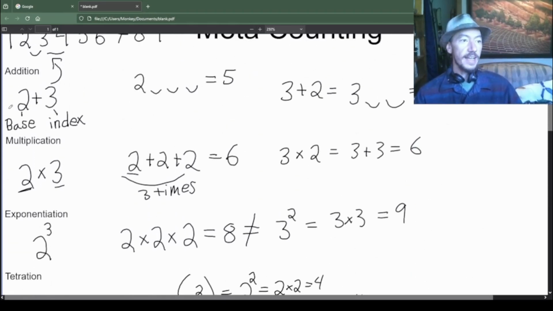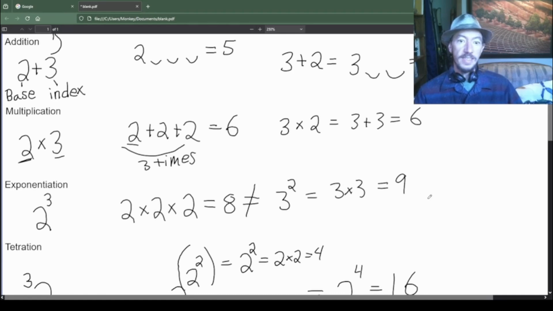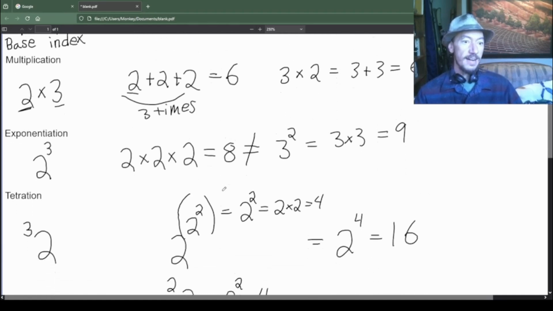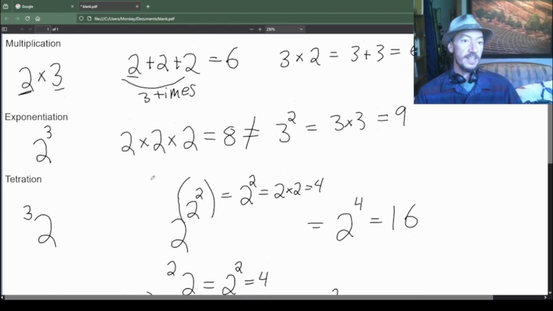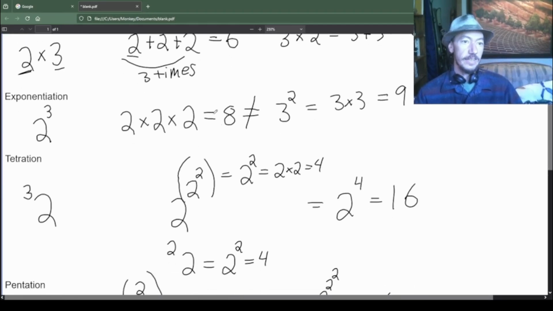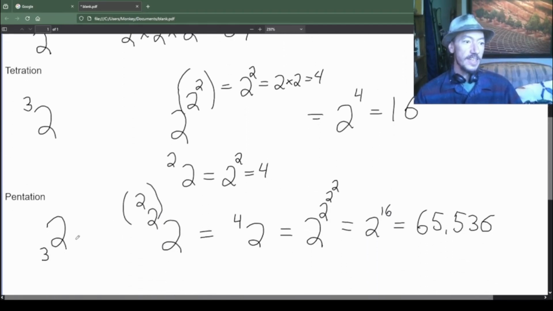Just to recap here, we did 2 plus 3 to get 5. 2 times 3 got 6, 1 higher. 2 raised to the 3 was 8, 2 higher. 2 tetrated to 3 was 16, even 8 higher. And then 2 pentated to 3 is now 65,536. So we've dramatically increased here.